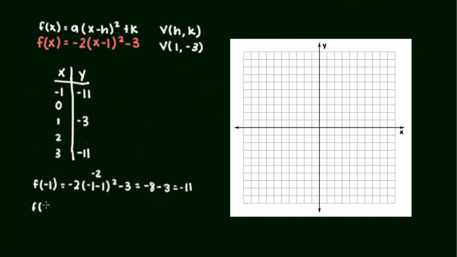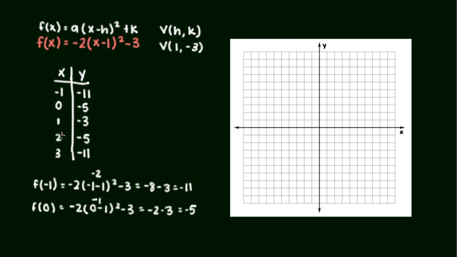Now let's plug in 0, which is -2 times (0 minus 1) squared minus 3. 0 minus 1 is -1, and -1 squared is 1. 1 times -2 is -2, and -2 minus 3 is -5. So we know that the points are (0, -5) and (2, -5).